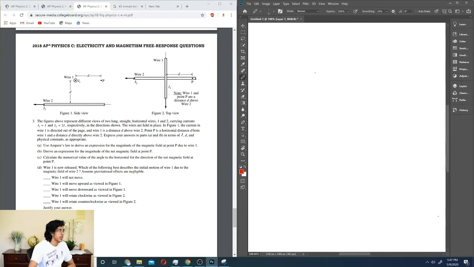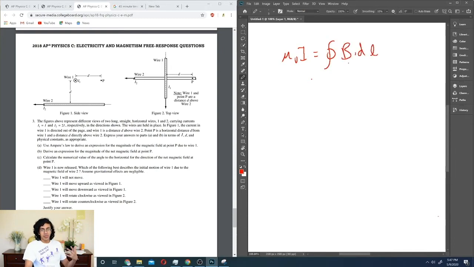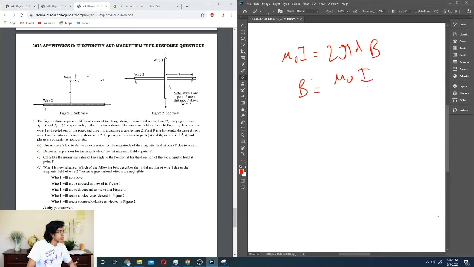So we have to use Ampere's Law, very fun. Ampere's Law basically says that mu 0 I is equal to the closed integral of B dot dl. Basically, you multiply the length of the loop by the magnetic field, if it's a constant magnetic field, which it is. Because it's a wire and it's symmetrical, the length is just 2 pi d. So B is just going to be mu 0 I over 2 pi d, epic.